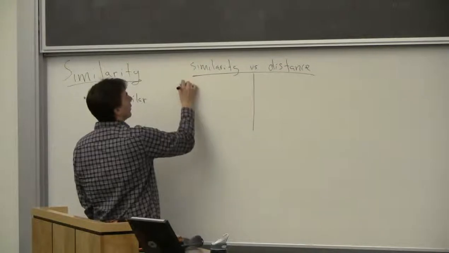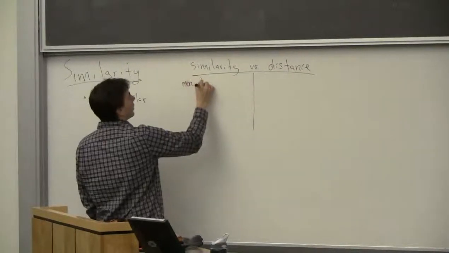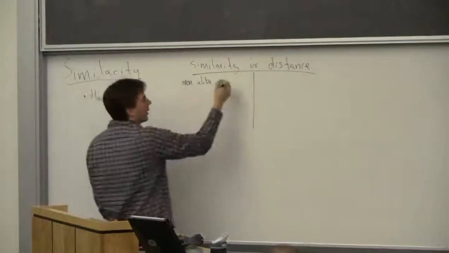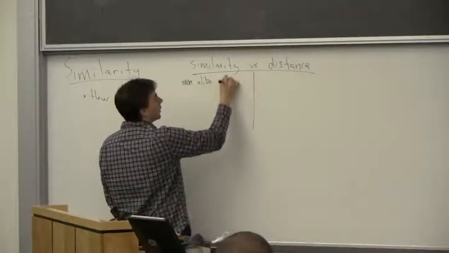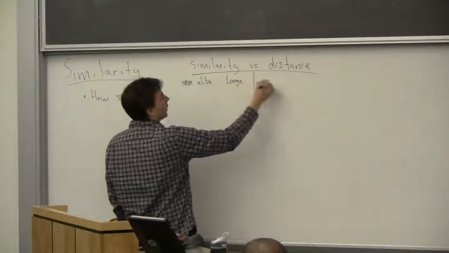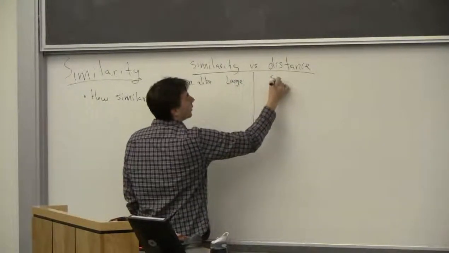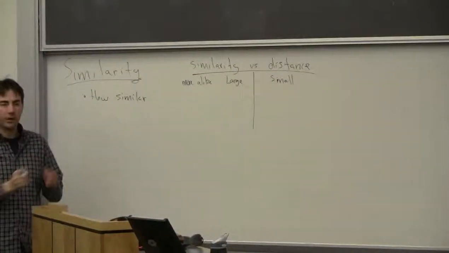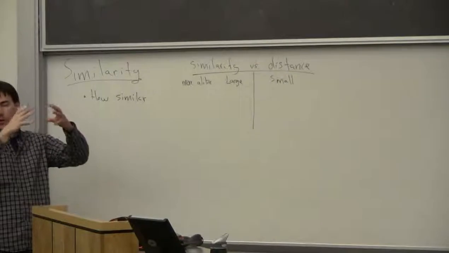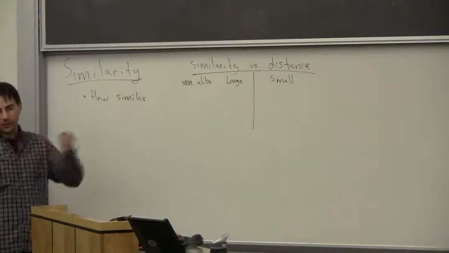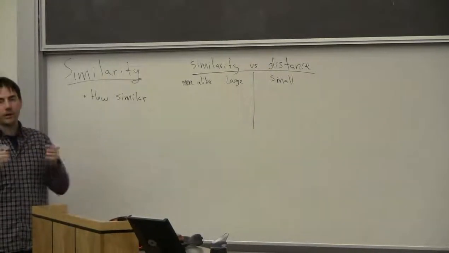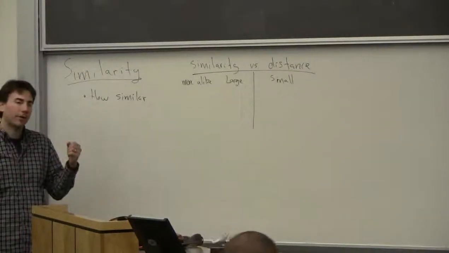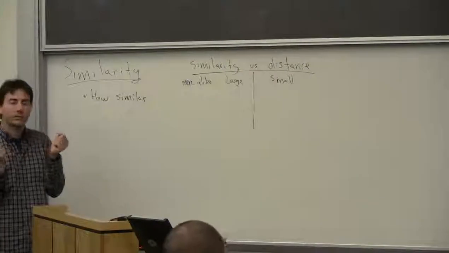If some objects are more alike, then the similarity is going to be large, where the distance is going to be small. So things are more similar if they're more alike, whereas distances are larger when they're further apart. If things are more alike, then the distance between them is small.